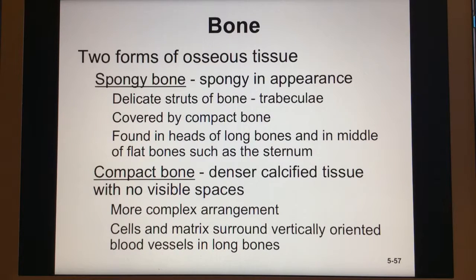And then in the middle of flat bones like your sternum, but it's always surrounded by compact bone. And the compact bone is everywhere else in every bone that you can think of. The cells and matrix surround a vertically oriented blood vessel in long bones. When you look at the bone tissue, I think about it like a dartboard. It's going to look like concentric rings, and they are surrounding blood vessels.